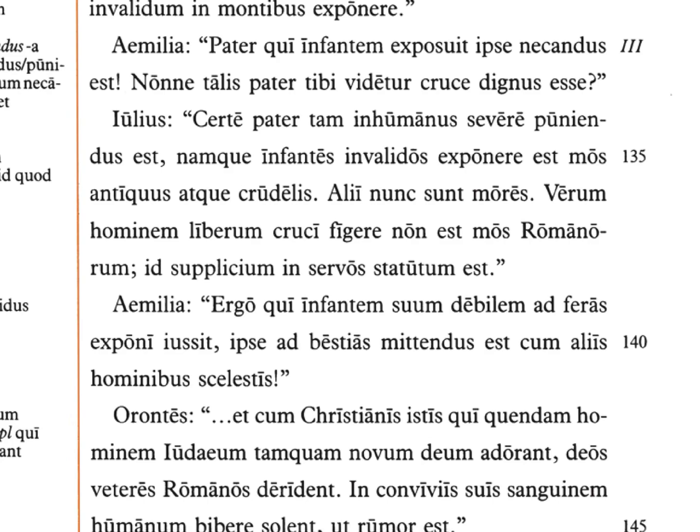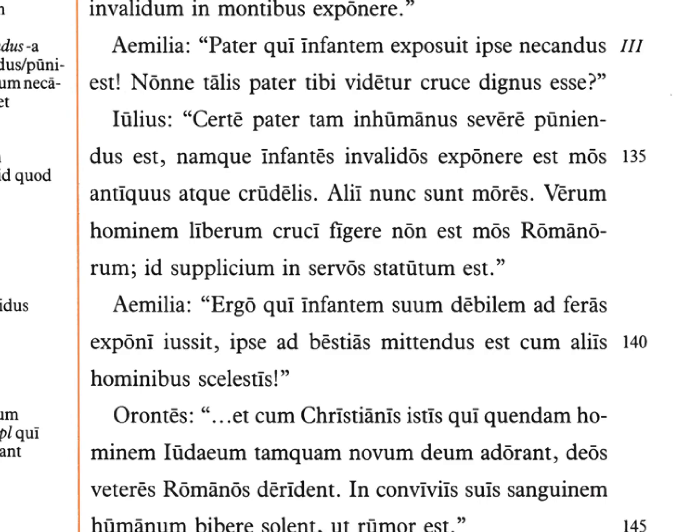So notice that the necandus est up above and the puniendus est here both are gerundives in passive periphrastic. Is to be killed and is to be punished, thus must be killed, must be punished. All right, and then in 135, namque infantes invalidos exponere, for to expose weak babies, est mos antiquus atque crudelis, is an ancient and cruel custom. Alii nunc sunt mores, other are the morals now. That is to say, Roman customs and morals these days are different.